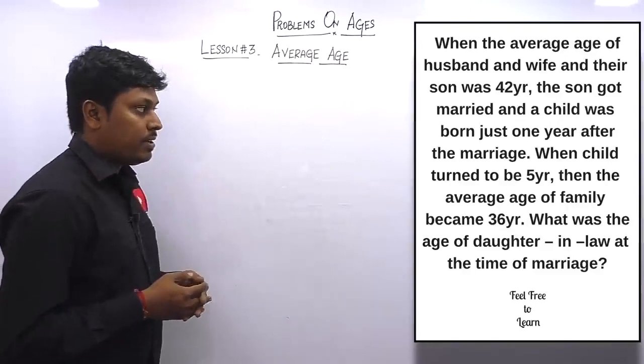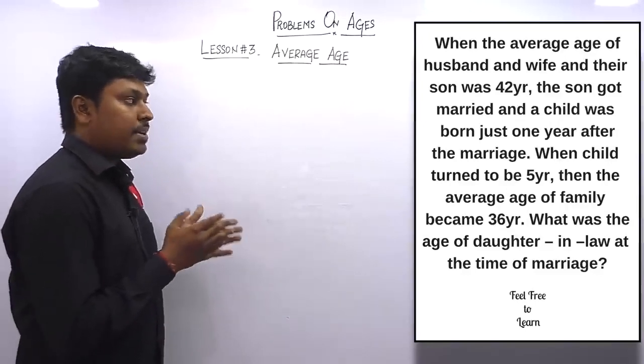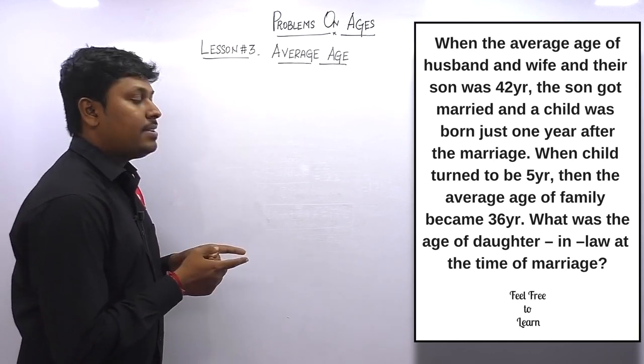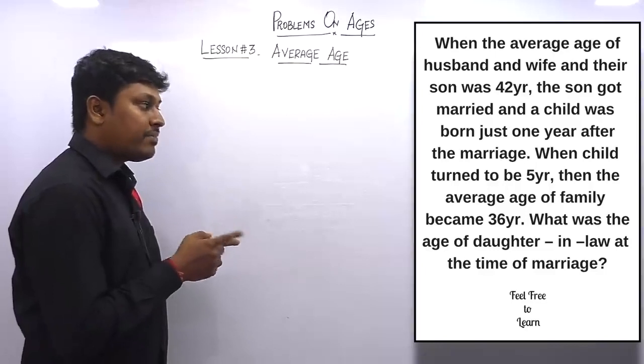Last, the fifth question. When the average age of the husband, wife and their son was 42 years, the son got married and the child was born just 1 year after the marriage.